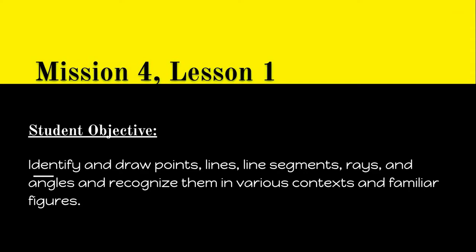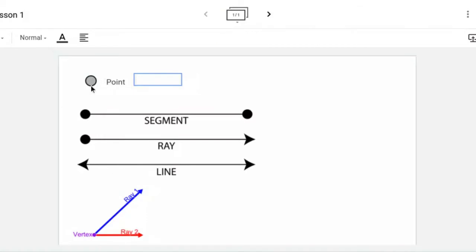What this means is we need to be able to identify what a point is, what a line is, what a line segment is, what a ray is, and what an angle is today. So let's take a look at those, and I'll tell you what each one is. We have points, segments, rays, lines, and angles. I'm just going to go through the different things for you, and you just need to know what these things are.